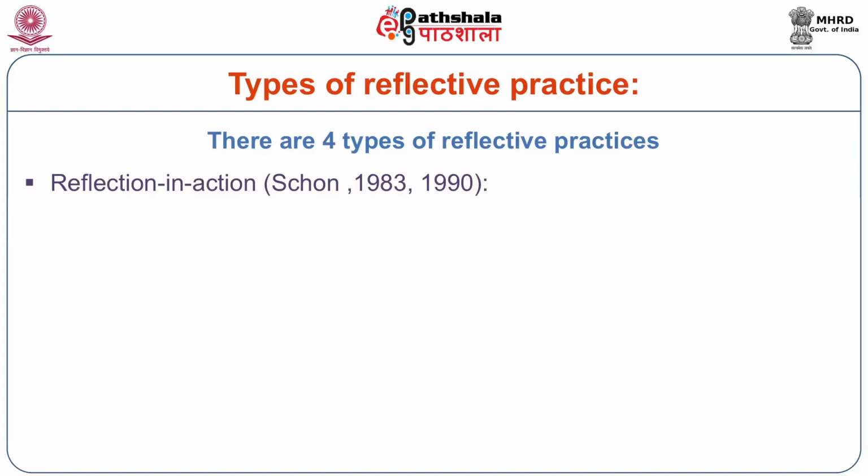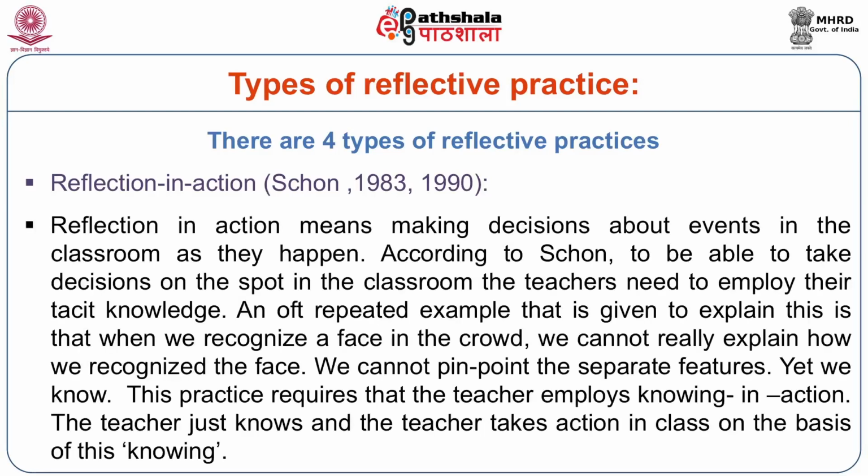There are 4 types of reflective practices. Reflection in action means making decisions about events in the classroom as they happen. To be able to take decisions on the spot in the classroom, the teachers need to employ their tacit knowledge. An oft-repeated example given to explain this is that when we recognize a face in the crowd, we cannot really explain how we recognize the face. We just recognize. We cannot pinpoint the separate features, yet we know that this one is so and so and not that one. This practice requires that the teacher employs knowing in action. The teacher just knows and takes action in class on the basis of this knowing.